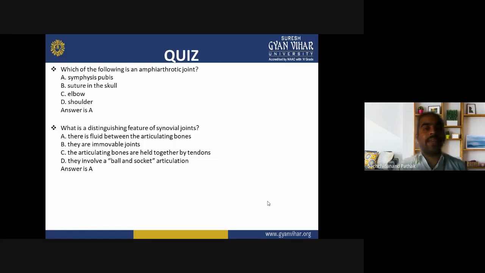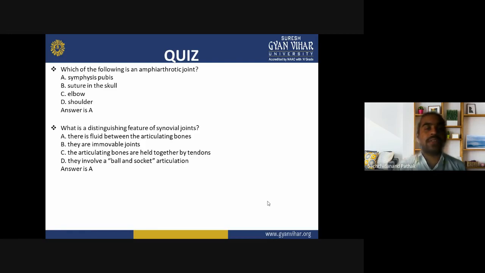Which of the following is an amphiarthrotic joint? Symphysis pubis, suture in the skull, elbow, shoulder. So yes, suture in the skull is not, elbow is not, shoulder is not. So the remaining symphysis pubis is the only one. So yes, it is the amphiarthrotic joint.